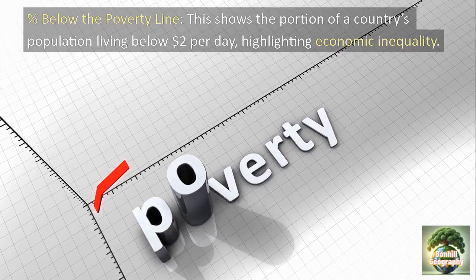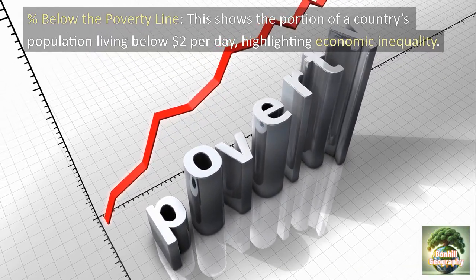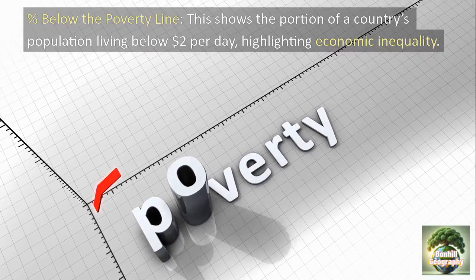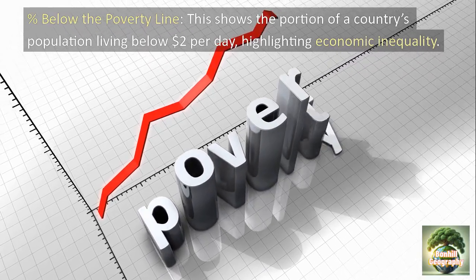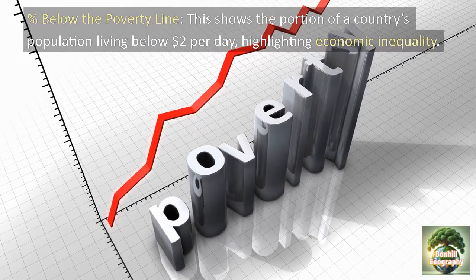Next we have the percentage below the poverty line. Now this shows the portion of a country's population living below $2 per day. So this is really a useful tool as highlighting economic inequality. Some might argue this is more useful than GDP per capita. I told you we'd get back to it.